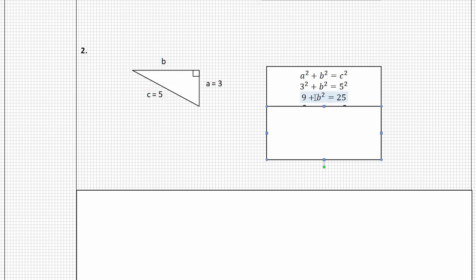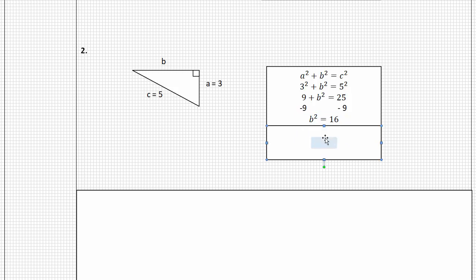Now that we're solving for b, or in the process of, we need to get b squared by itself. So we need to zero out 9. How are we going to do that? Well, we need to subtract 9 from both sides to zero this out and be able to bring down our b squared. 25 minus 9 is 16. So we know that b squared is equal to 16.